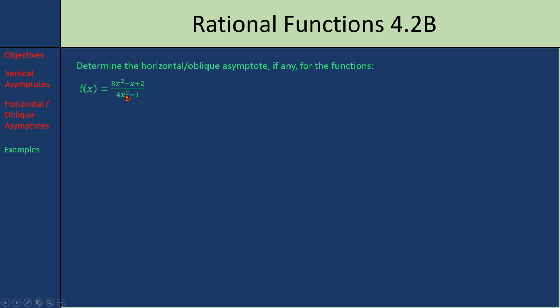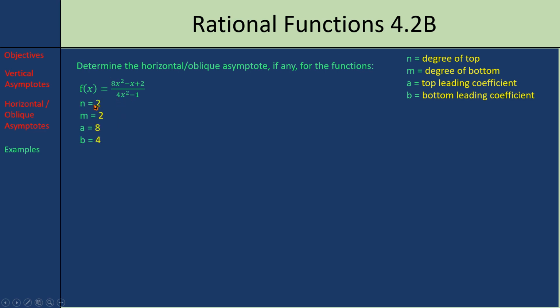So here it is. Now you first write down all the n and m and a and b. So n is the degree on top, so it's going to be the second. n is 2, m is the degree of the bottom, m is also 2, and then a is 8, b is 4. And write that out. n is 2, m is 2, a is 8, b is 4.